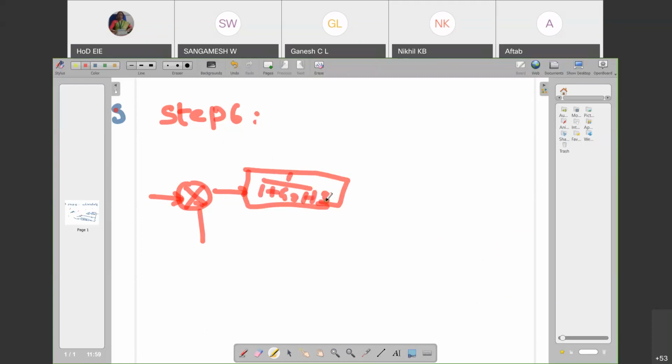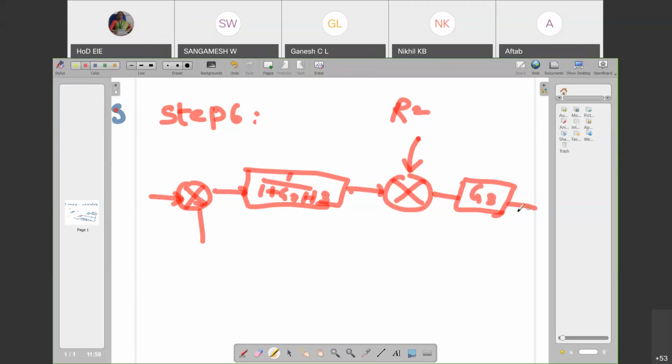1 by 1 plus G2H3 connected to input R2. Maybe my numbering S2, S3 is changing. You have to please take care of it. But the only thing is, looking at the figure, you can identify what it is that I'm trying to do, what has been retained.